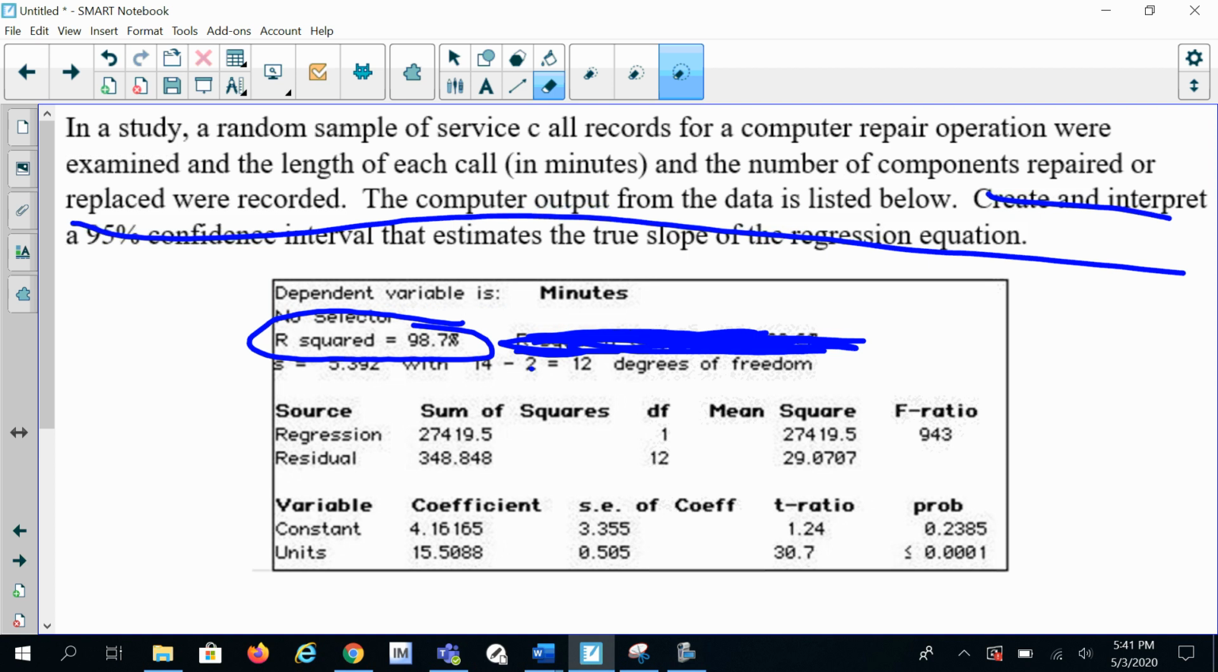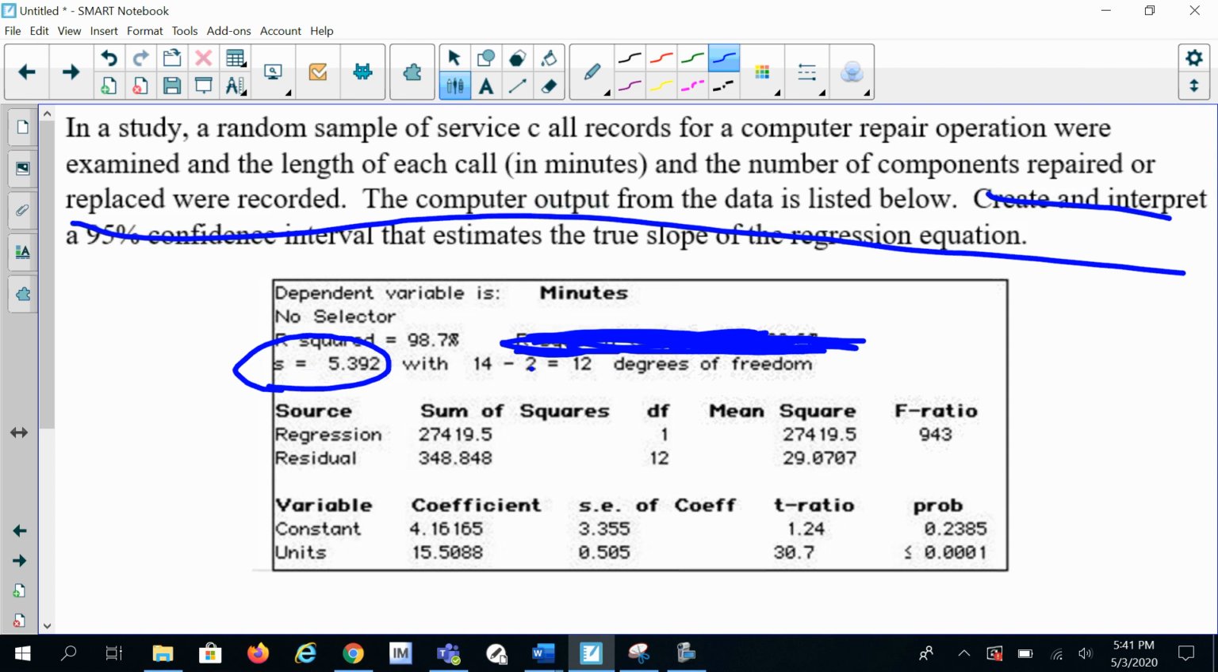And the standard deviation of the residuals is almost always denoted as either S or SE. You'll notice right here we have an S. That is your standard deviation of the residuals right there. So all we have to do is find them and now interpret them.